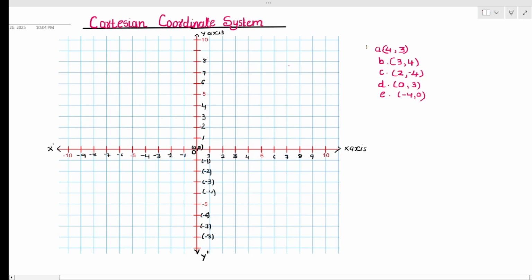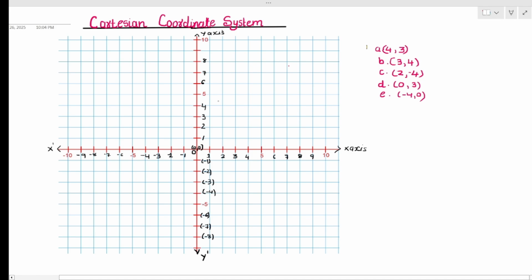The intersecting point between this x-axis and y-axis, that means the intersecting point between this horizontal line and your vertical line, is called the origin and its value is 0, 0. Again, the intersecting point between this x-axis and y-axis is called the origin.